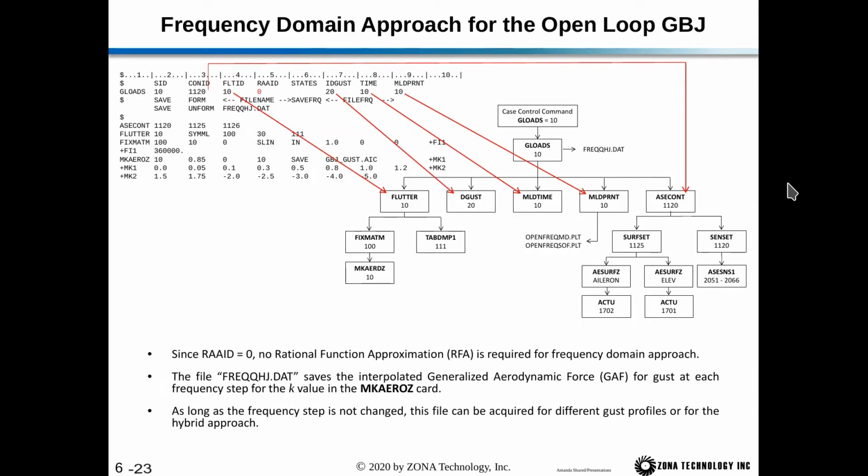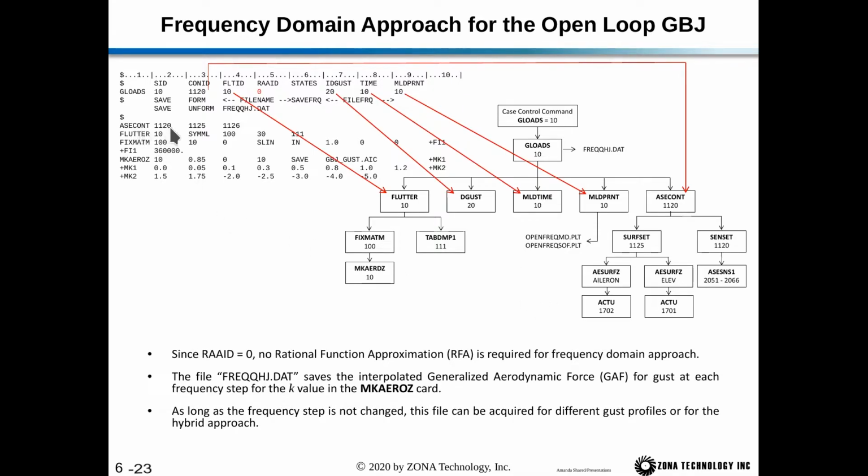Okay, next we're going to look at the frequency domain approach for the open loop GBJ. So this is our Gloads card. Our con ID refers to the ASE controller, and this is the open loop model, so we are only referring to a surf set and send set. There's no closed loop control law.